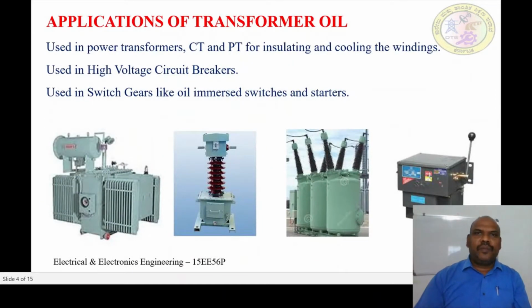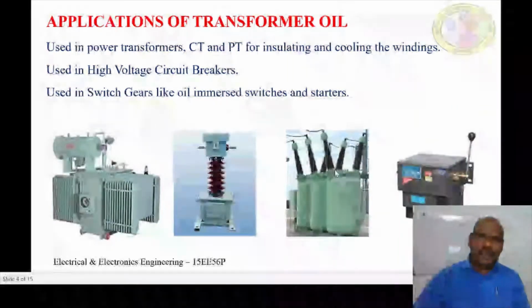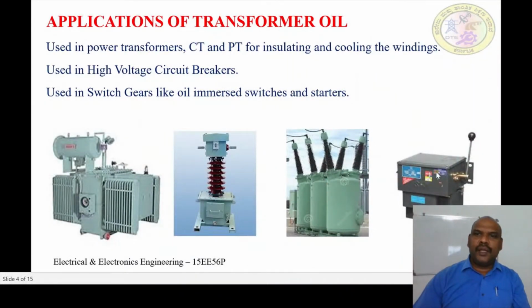Applications of transformer oil. They are used in power transformers, CT, PT for insulating and cooling the windings. They are used in high voltage circuit breakers like oil circuit breaker. They are used in switchgears like oil immersed switches and starters. Here you can see the images of various equipments like power transformer, CTPT, oil circuit breaker, and then oil immersed starter.